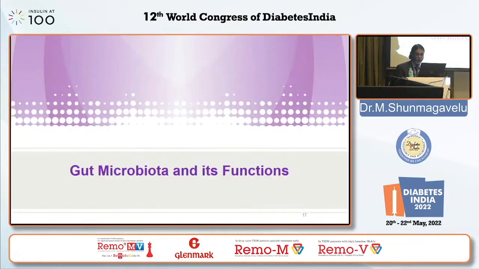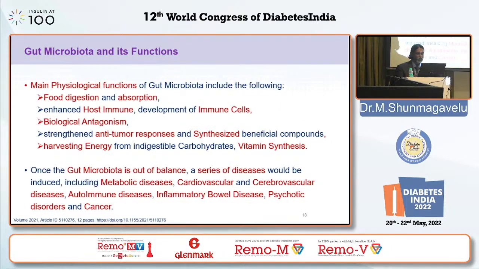Next is gut microbiota and its functions. The main physiological functions are food digestion, absorption, enhanced host immune function, development of immune cells, biological antagonism, anti-tumor response, and also helps in the synthesis of beneficial compounds, harvesting energy, that is very important, as well as vitamin synthesis. Once the gut microbiota is out of balance, a series of diseases would be induced.